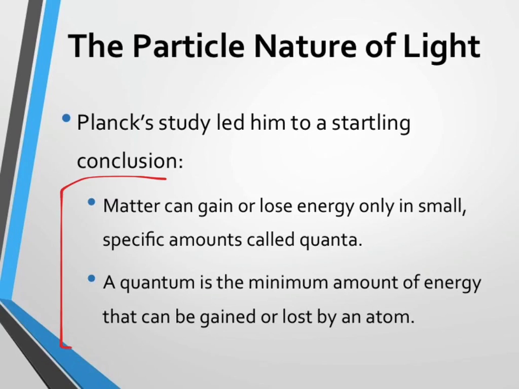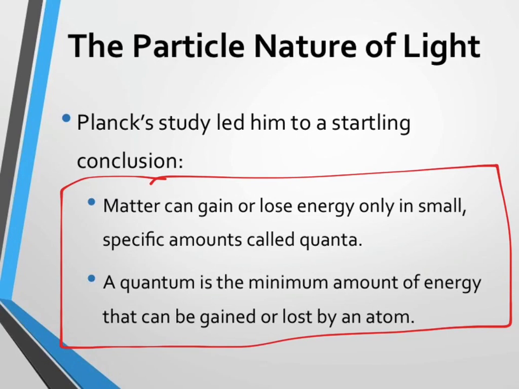matter is gained or lost in small amounts, and we call that quanta. So matter can gain or lose energy in small amounts, called quanta. A quantum, which is the singular of quanta, is the minimum amount of energy that can be gained or lost by an atom. So you have to gain or lose that quantum to be able to move an electron from one orbital to the next.